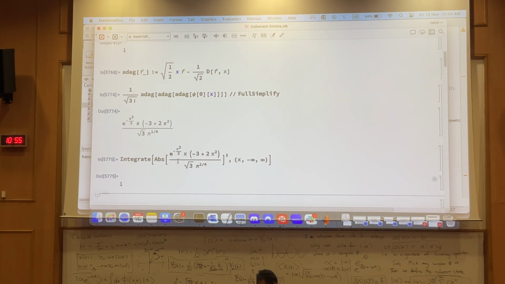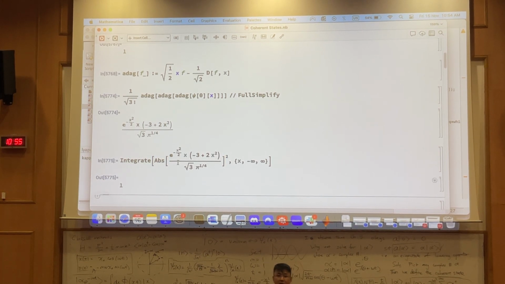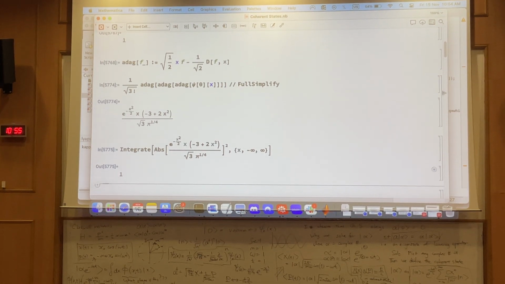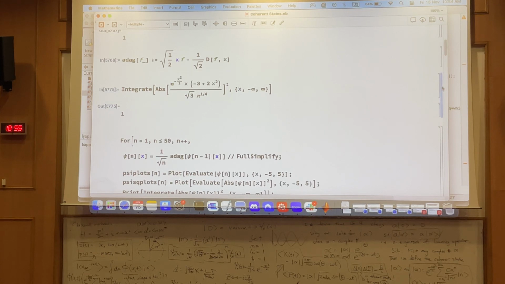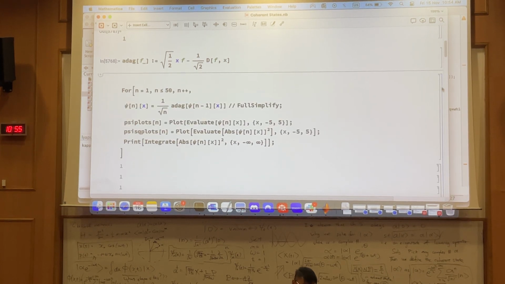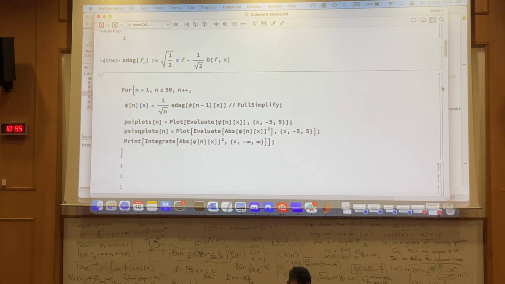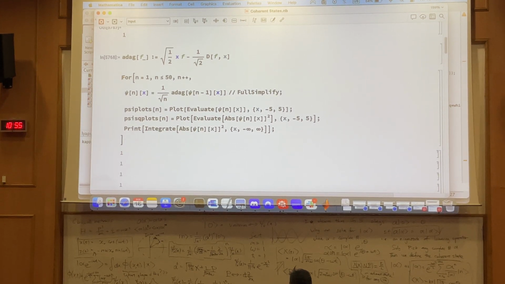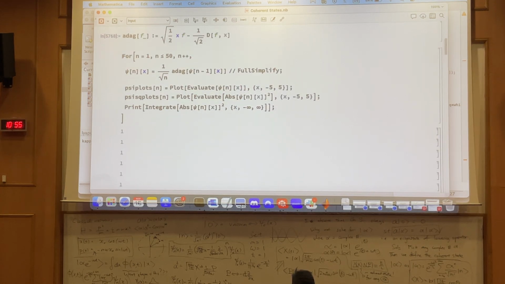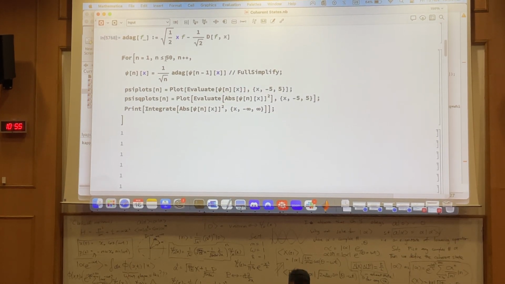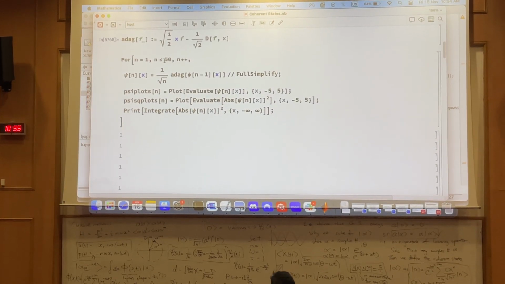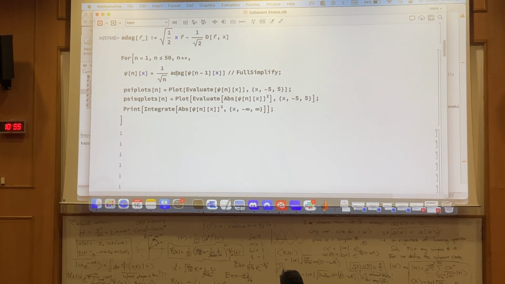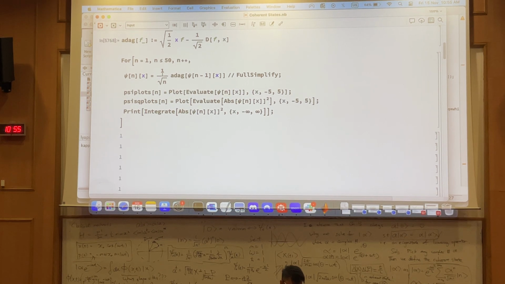Wow. Okay, 1. What a great result. Okay, so now that I've defined this function, I'm going to do a for loop, and I'm going to do 50 wave functions. Why not, right? What it means is that n equals 1 to 50, I loop 50 times, and then I calculate the new wave function from the previous wave function by applying the operator onto it, and then I normalize it.